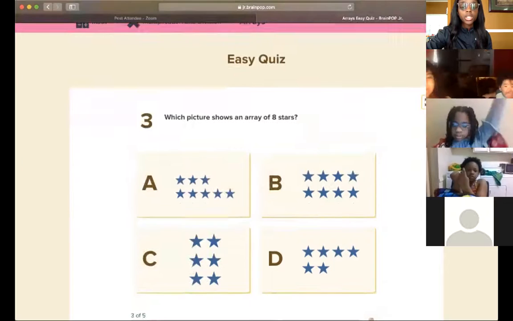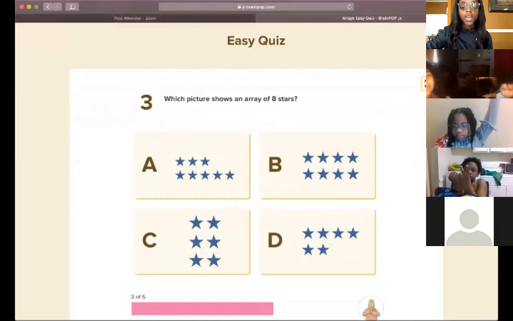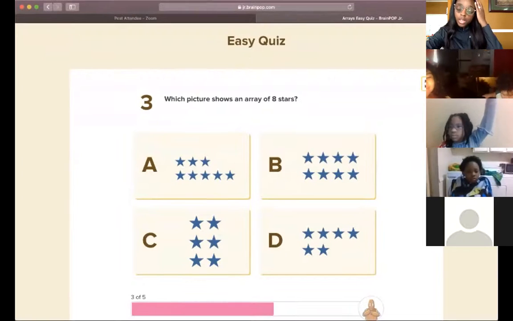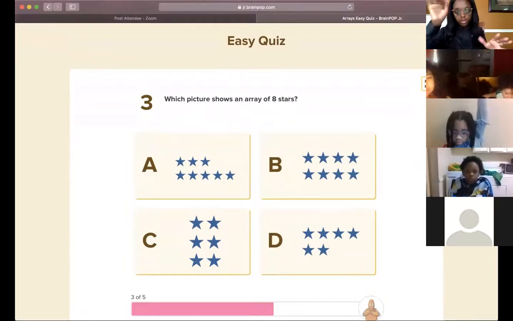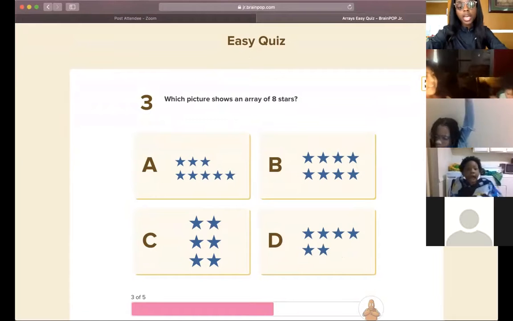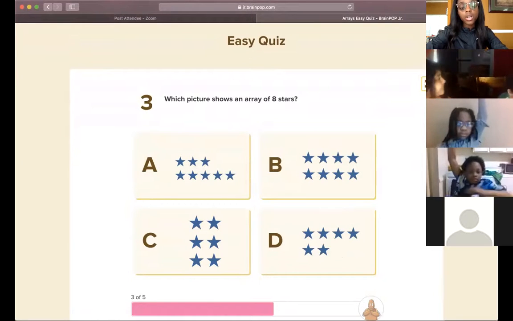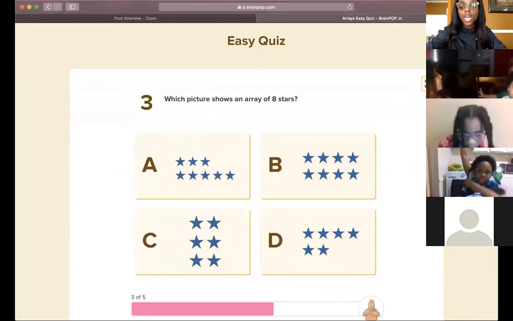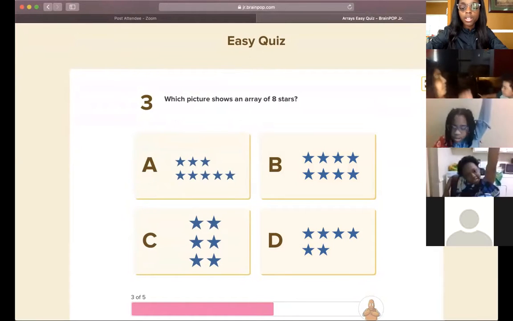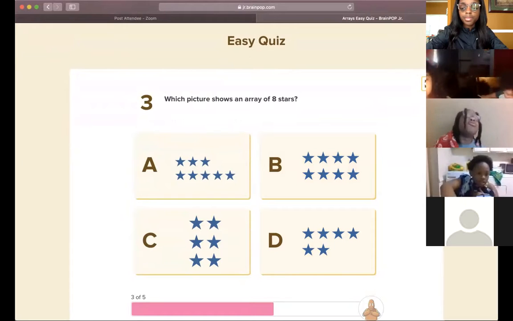It says, which picture shows an array of 8 stars? Remember that when things are in an array, it has to be equal. So we already know that A isn't right because A's rows aren't equal. Neither is D. Which one of these has an array of 8 stars, Daria? No. B, good job.